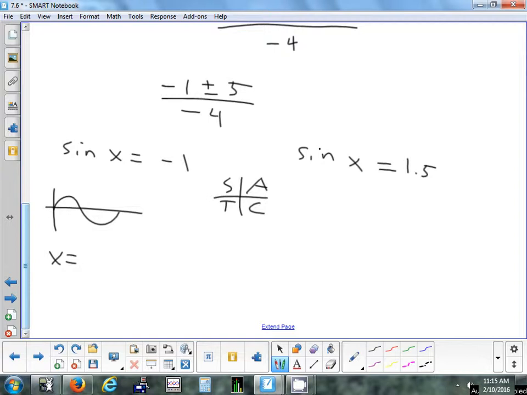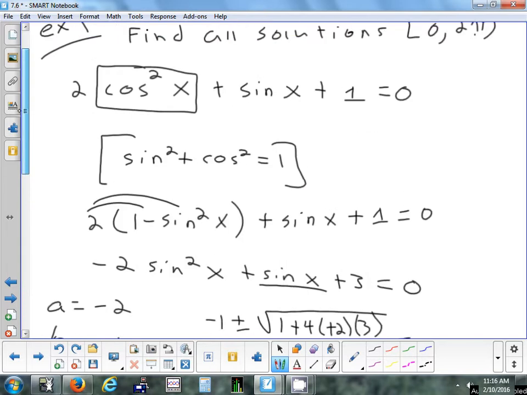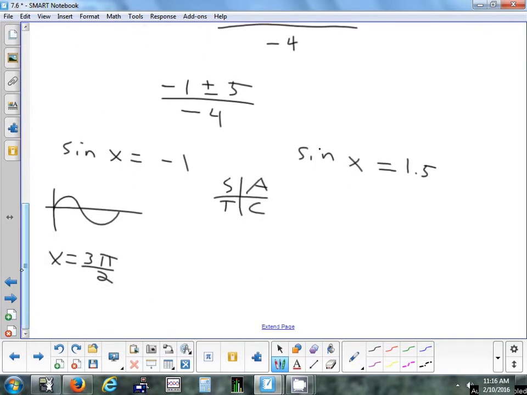3 pi over 2. Yep. 3 pi over 2. Now, I just have to make sure that that answer is between what they said. They said 0 to 2 pi. That is correct. That is between 0 and 2 pi.